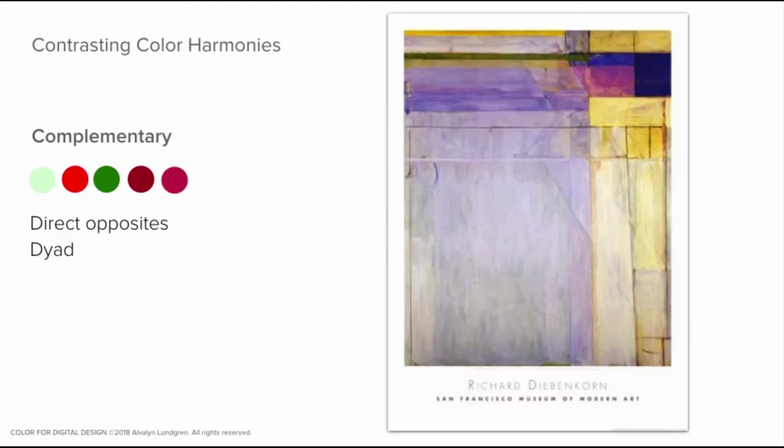So here in the Diebenkorn, we have a dominance of violet and yellow, a little bit of red-violet in here, and of course there's a lot of neutralization going on. But as we look at this, we think violet and yellow. So in spite of the fact that there's a few other hue families represented, most of what we see is violet and yellow, therefore it's a complementary color scheme. So remember, complementary is a dyad composed of two hues, and it uses direct opposites.